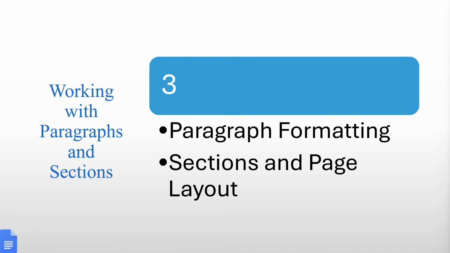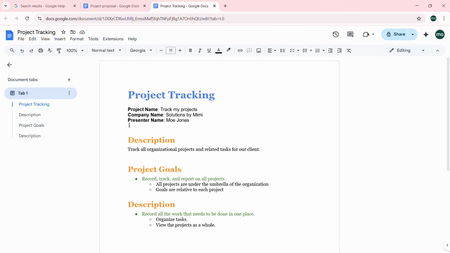Welcome back. Let's take a look at part 3 here, working with paragraphs and sections. We did start off with some paragraph formatting. We're able to select all of the content on our document and choose the paragraph spacing there as well. So we'll go ahead and take a look at the sections and the page layout options that are available in the Google Docs.